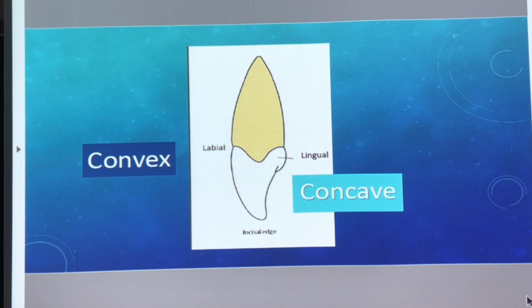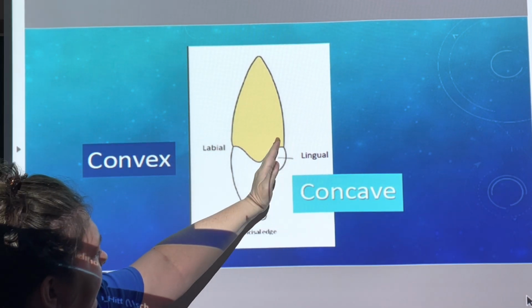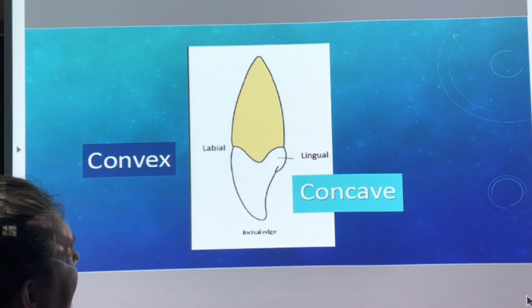This is one thing I find that students have a hard time remembering: convex and concave. So we're looking here at a central incisor. This is a lateral view. So this is the labial side. This is the lingual, towards the tongue.